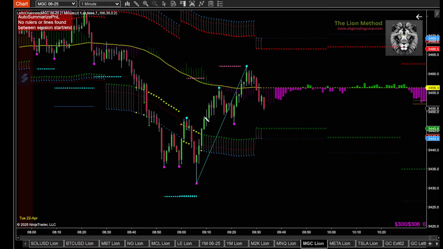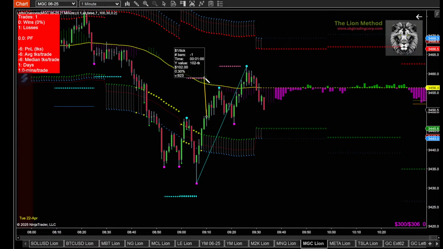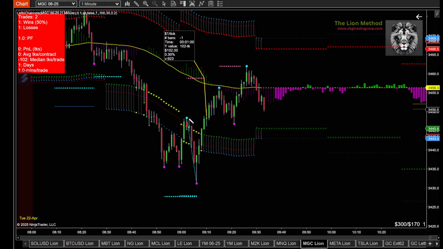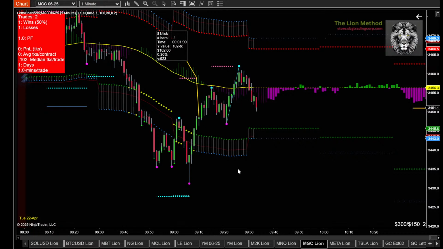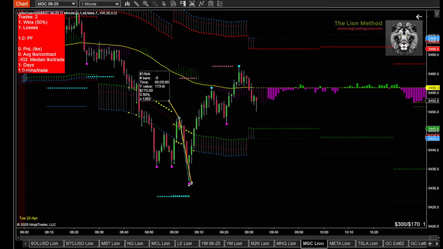So in gold, the target was $102 in the micro gold. And our stop was down here, 474. So we never even came close to our stop, but the target was achieved right there, roughly 111 ticks.